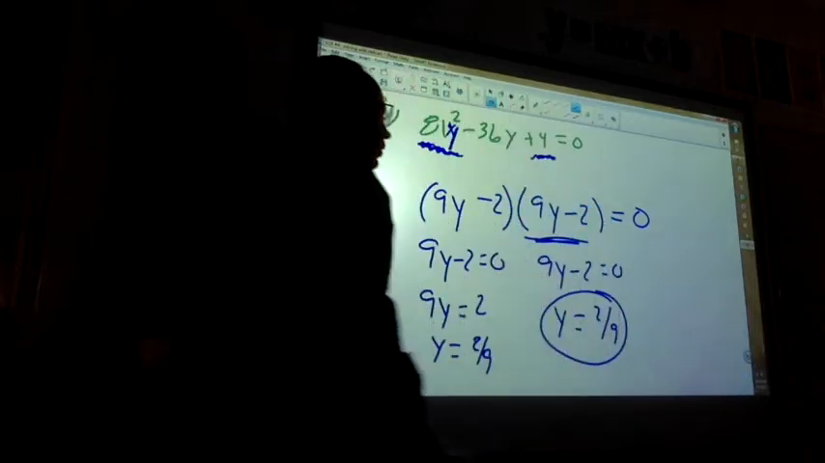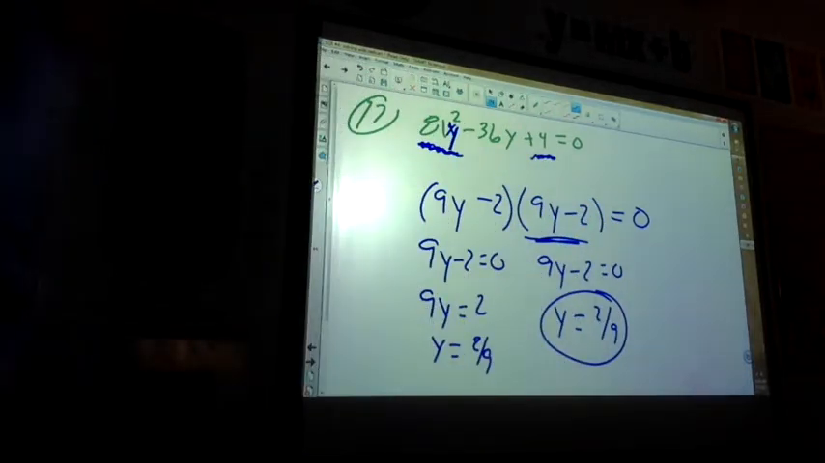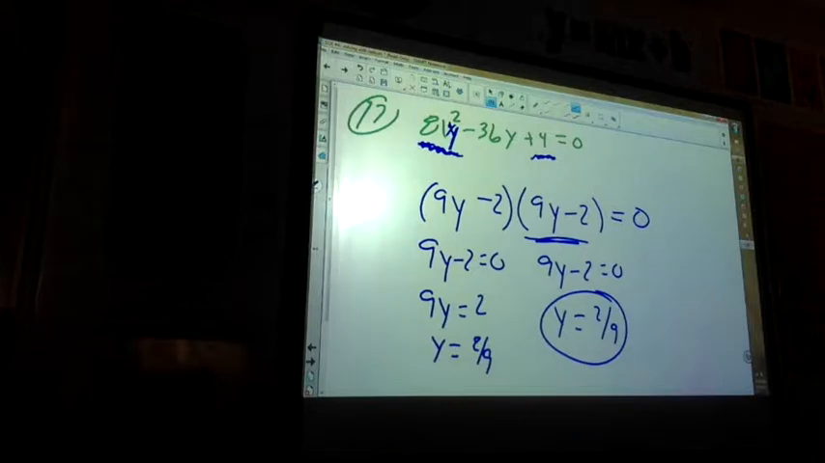Hey, what would happen if I had graphed this parabola? What would happen at that point? Yeah, it bounces off the axis. It's a double root. It won't cross the axis twice. It just bounces. This would have to be where our vertex would be.